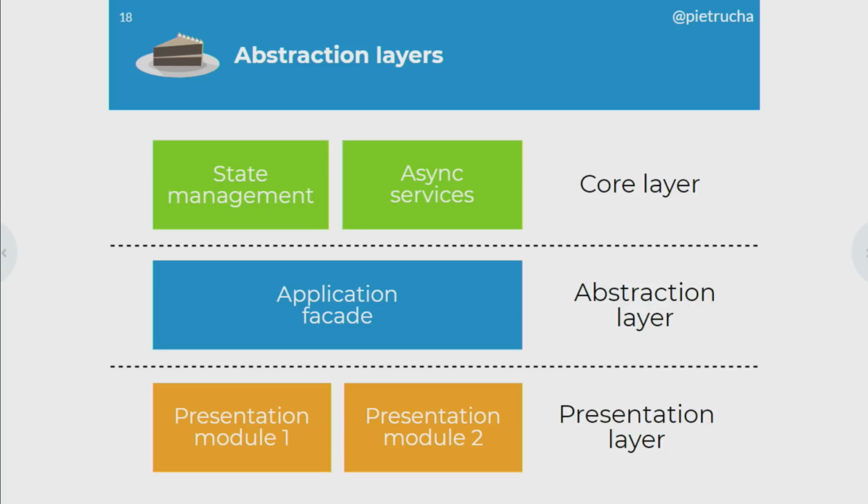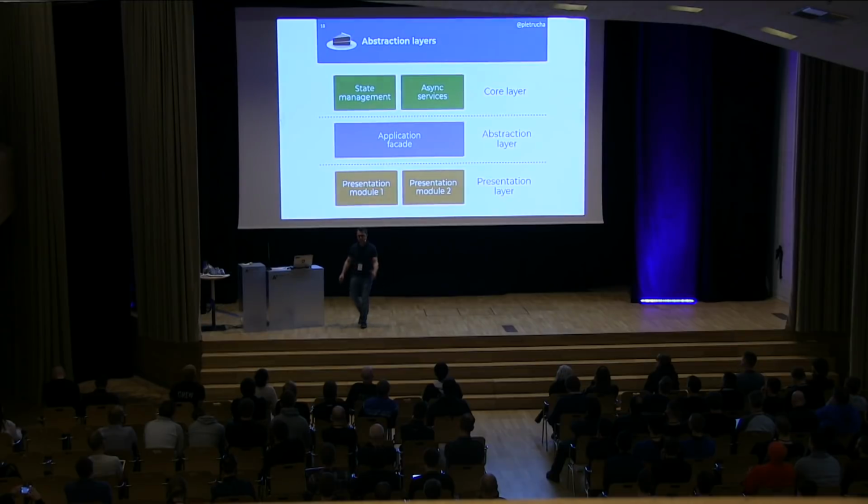Presentation layer, abstraction layer, and the core layer. What we have here, these are just the components, smart and dumb components that define the view and the mechanics. And then we have application facade, that is the middleware or some abstraction over the core of your app, which has the state management and all the asynchronous services.